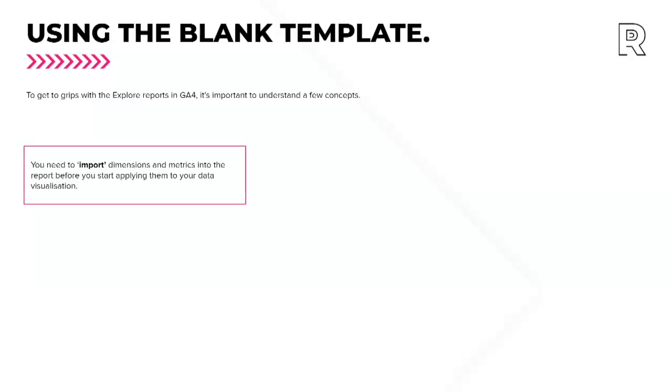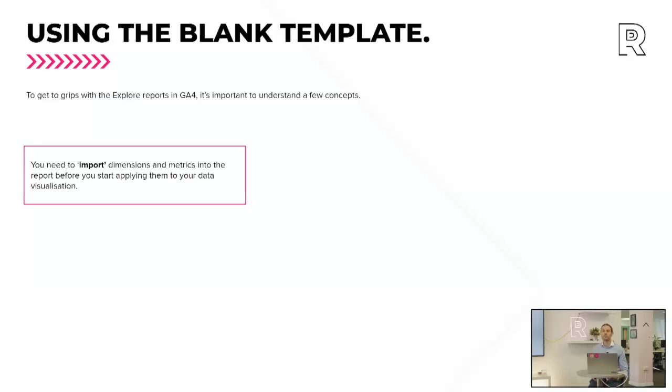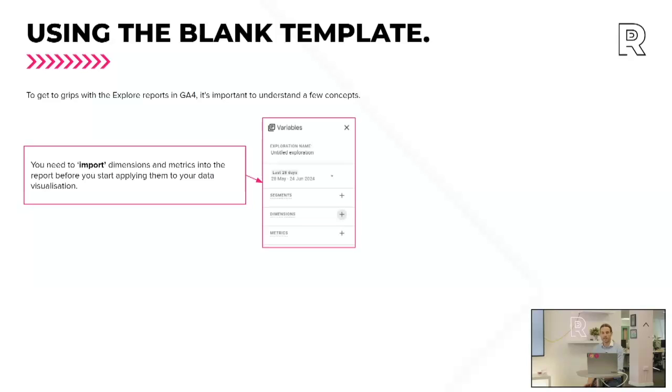Some of the things that aren't particularly well signposted with the Explore tab is the way it works. So it's really important to understand a few concepts. The first one is you need to import dimensions and metrics into these custom visualizations. The reason for that is GA4 allows you to have multiple tabs within a single report. So you might not want to have all of your dimensions and metrics in every single visualization. You may want to use some in one tab and some in another. So what's important is to import the dimensions and metrics that you need for your report before you apply them to a chart or a table. This is done using the variables section.